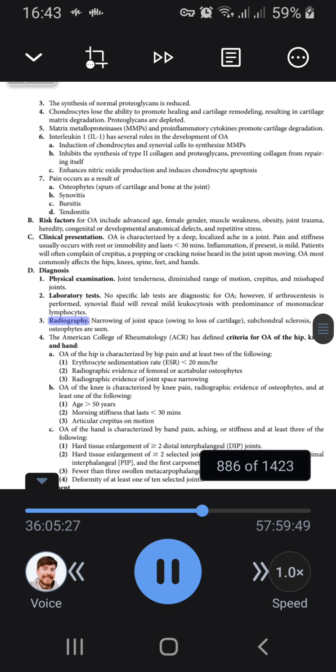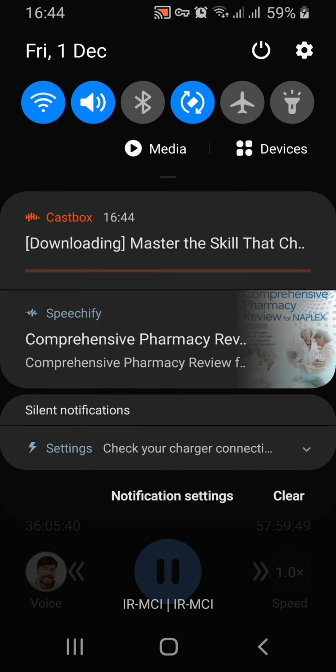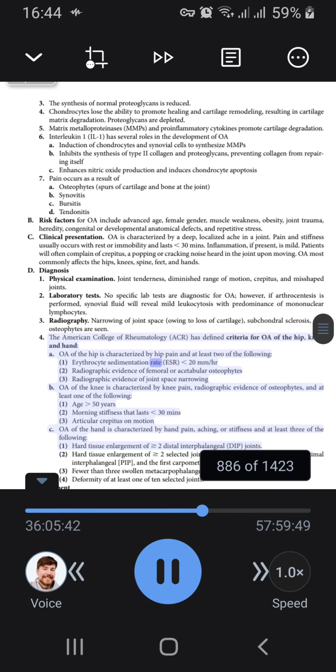3. Radiography. Narrowing of joint space owing to loss of cartilage, subchondral sclerosis, and osteophytes are seen. 4. The American College of Rheumatology (ACR) has defined criteria for OA of the hip, knee, and hand. A. OA of the hip is characterized by hip pain and at least 2 of the following: 1. Erythrocyte sedimentation rate, ESR, less than 20 mm per hour. 2. Radiographic evidence of femoral or acetabular osteophytes. 3. Radiographic evidence of joint space narrowing.